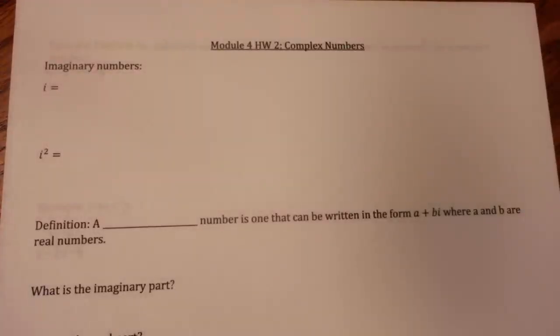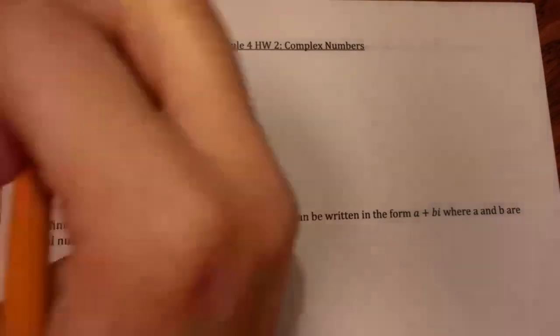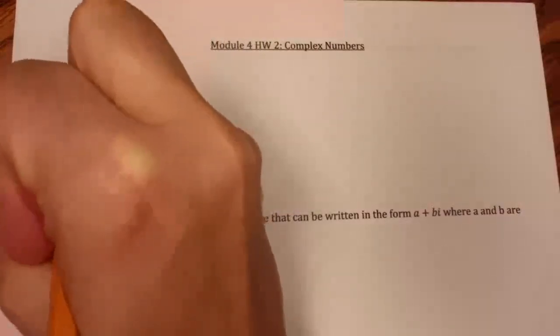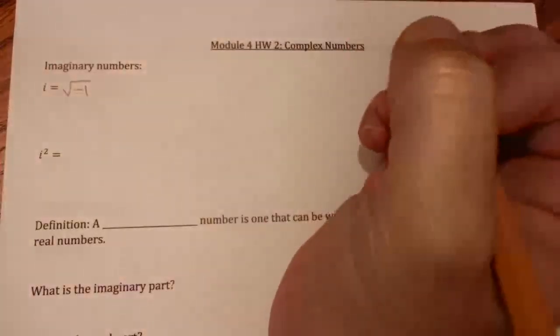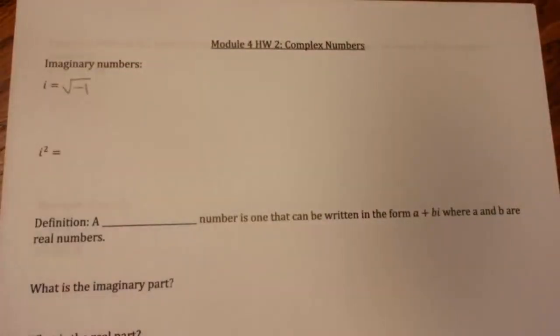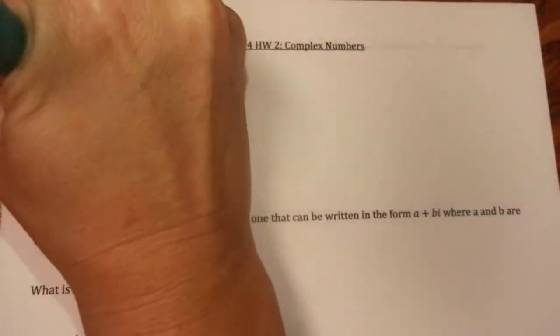Alright, this video is going to cover Module 4, Homework 2, talking about complex numbers. So our last section for this test. Imaginary numbers are going to be our one special case for this section. So we have i. i is the same thing as the square root of -1. Notice it's only the square root, it's only -1, and it's our only special case. So it's really important that you know that i is the square root of -1.